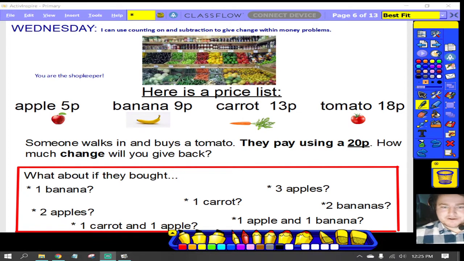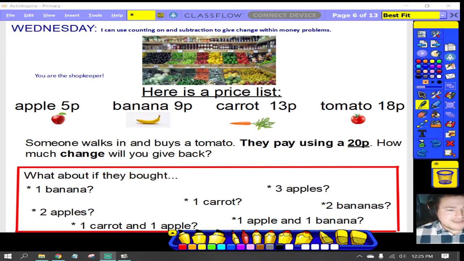Today's learning intention is: I can use counting on and subtraction to give change within money problems. Change is used in money. Well, what change is, is finding the difference between how much an item costs and how much money the customer gives you. It's only fair to give them the change. You can't just keep the change for yourself.